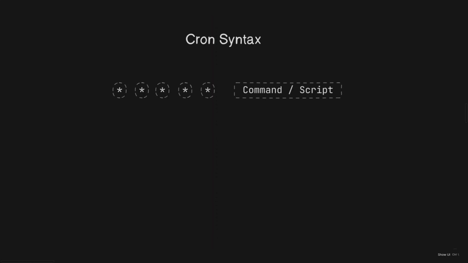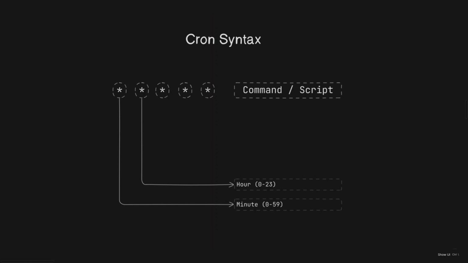A cron job has 5 time fields followed by the command to execute. The first field specifies the exact minute the task runs, ranging from 0 to 59. The second field defines the hour of execution, using a 24-hour format from 0 to 23. The third field indicates the day of the month the task should run. It ranges from 1 to 31. The fourth field represents the month, ranging from 1 to 12.